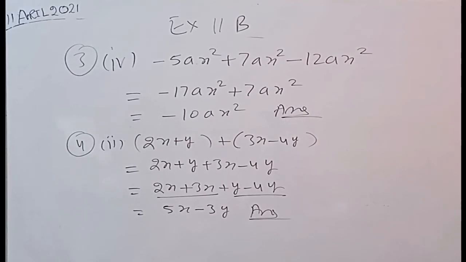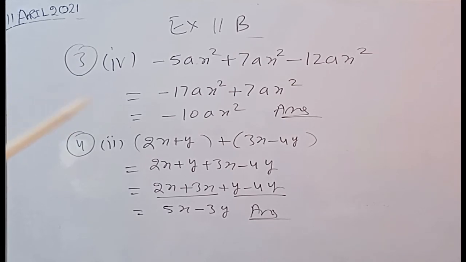Children, I am taking question number 3, fourth part, in which we have to simplify. Minus 5ax square plus 7ax square minus 12ax square. All are the like terms. So first collect the like terms with the same sign, that is minus 5ax square and minus 12ax square, that will give the minus 17ax square, and 7ax square having the plus sign like as it is.